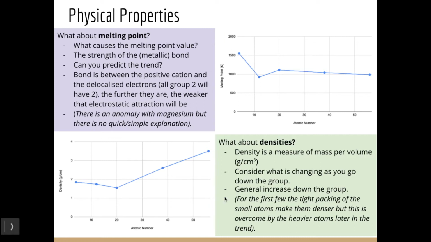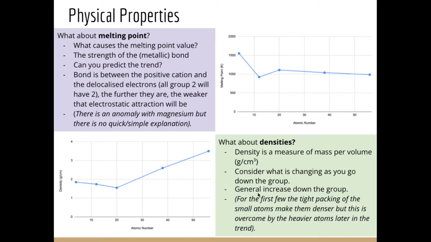This all has to do with how much mass you can fit per volume. For the first few, we've got really small atoms, so if you can have smaller ones more packed in a given volume, that's going to make them denser, and that's why we see that general decrease to begin with. For the first few, the tight packing of the small atoms makes them denser, but then as we go down, the heaviness, the mass of the much bigger strontium and much bigger barium makes them much denser. Even though they are bigger, they're just much heavier atoms, which will increase the density there.